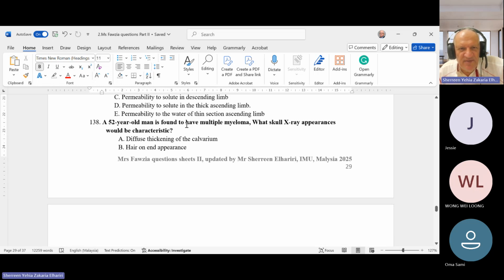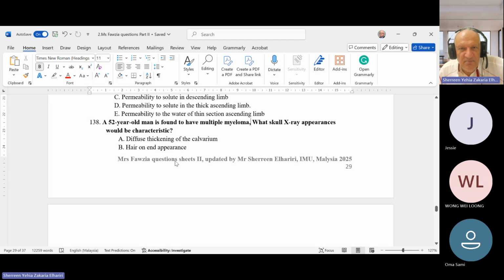A 52 years old man is found with multiple myeloma. This is a common question also. What skull X-ray appearance is characteristic? Of course, skull appearance is important, but one of the important topics is hair on end appearance. Does anyone know what hair on end appearance is characteristic for, which type of disease? Thalassemia. Thalassemia or hemolytic anemia, so it is very important.